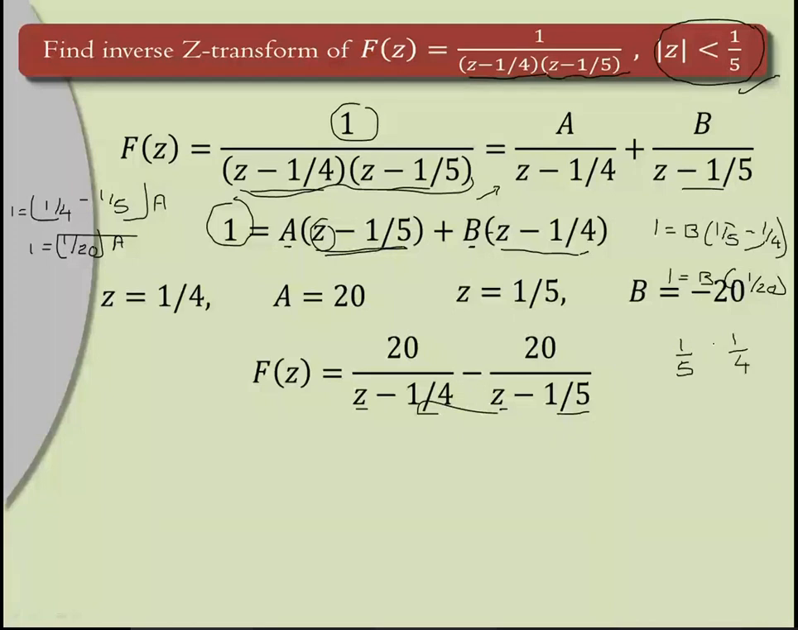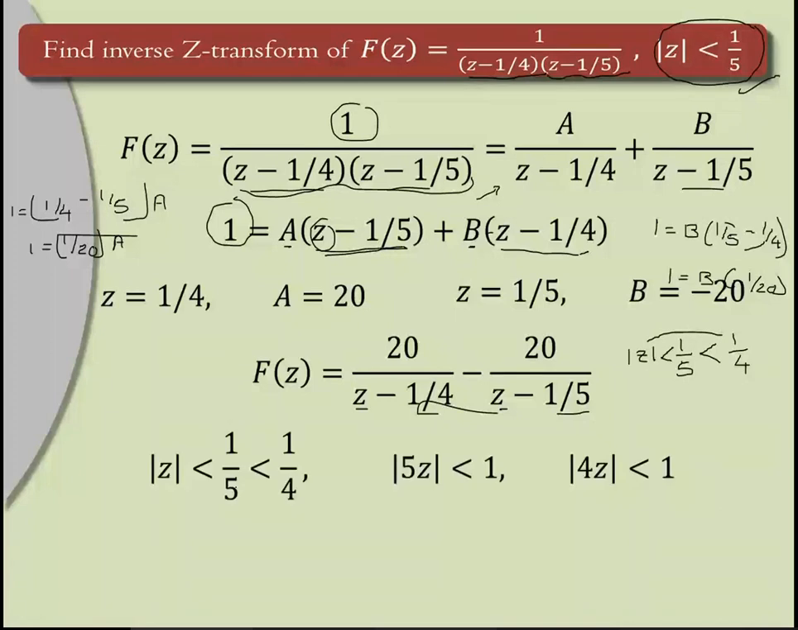Now 1 by 5 is less than 1 by 4. So we can make use of this relation. And as mod z is less than 1 by 5, and 1 by 5 is less than 1 by 4, so mod z will be less than 1 by 4. So what we got? We got this relation: mod z less than 1 by 5, and mod z is also less than 1 by 4, because 1 by 5 is less than 1 by 4.